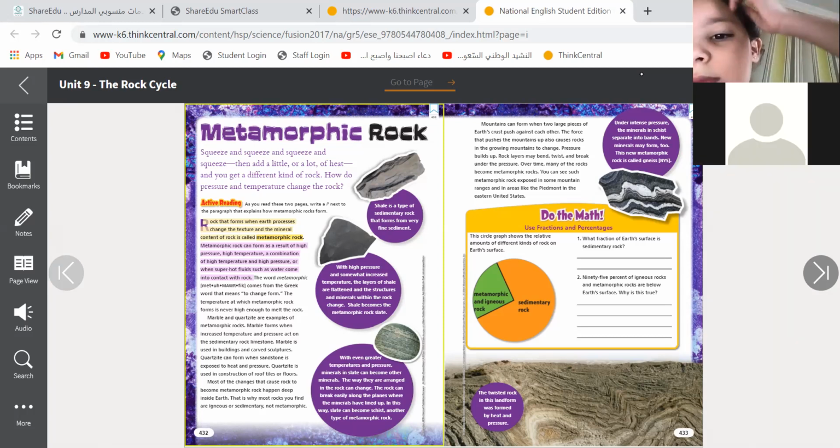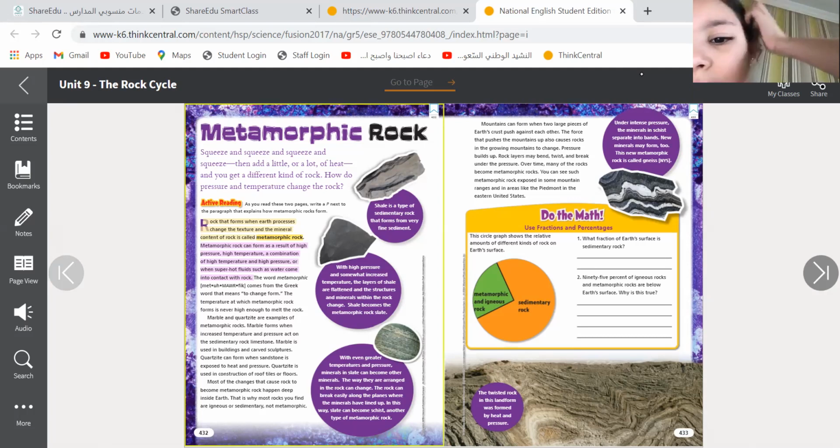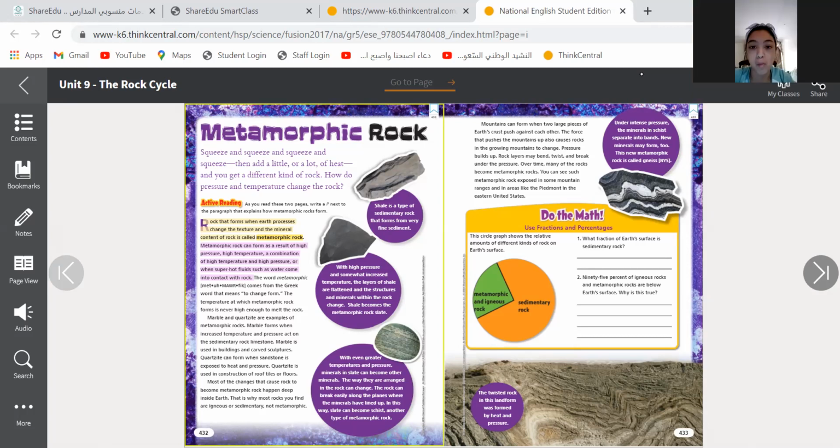It can go through a lot of changes. The first time it formed, it will have calcite. The second time it will have calcite and halite. And the third time it will have another additional mineral. So whenever it is changing its form, that is what we call metamorphic.